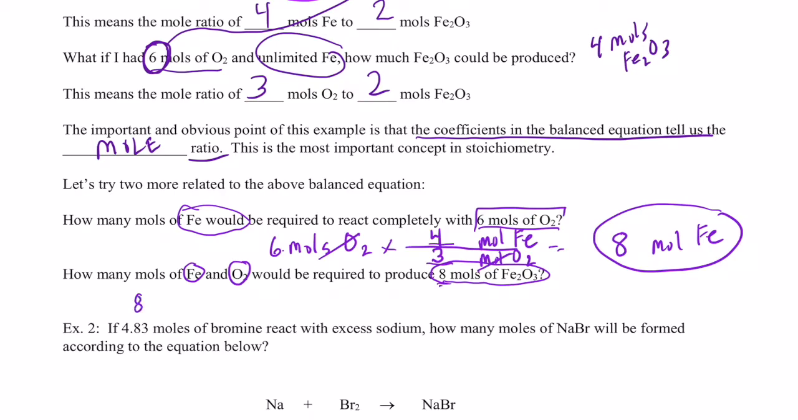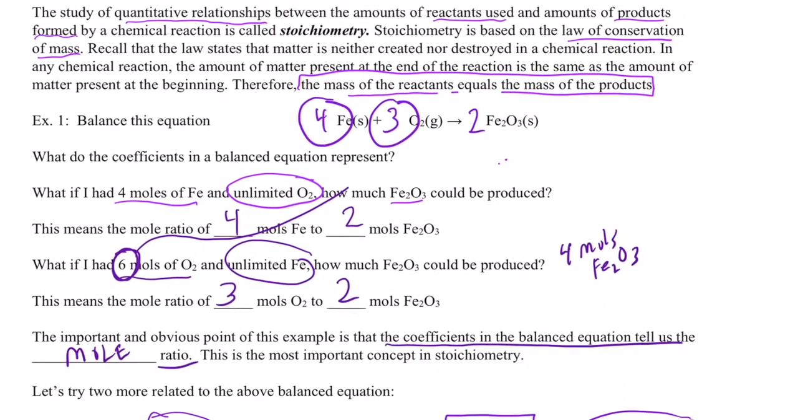8 moles of Fe2O3. We'll multiply by a line, and we want to get out of moles of Fe2O3. Let's go ahead and put that on the bottom. And let's get into moles of Fe to begin with, because we need to know amount of Fe and amount of O2. So let's take a look at our balanced equation.